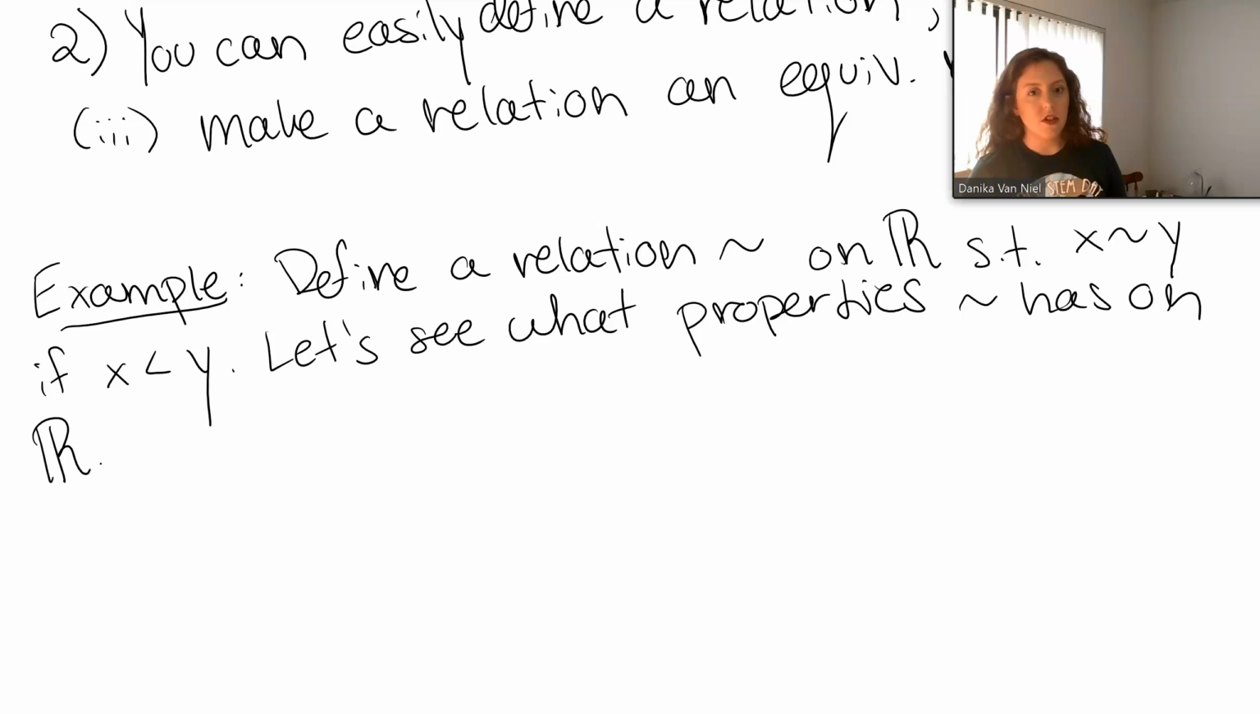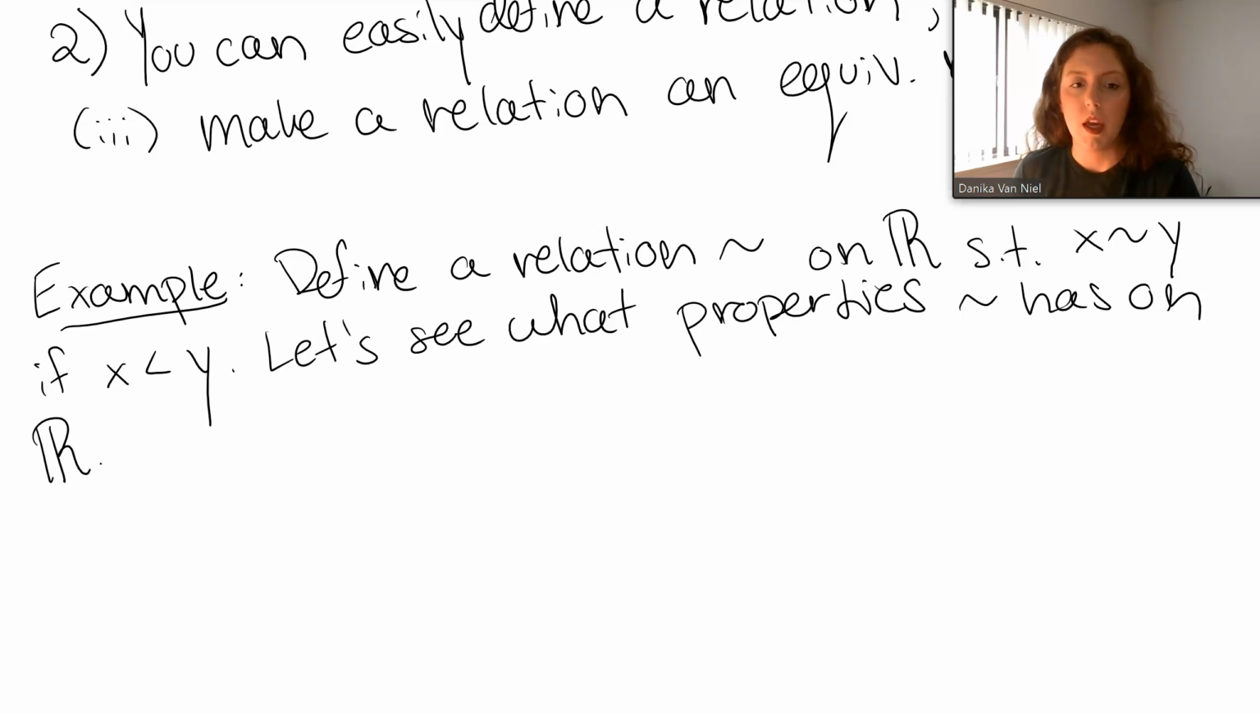I'm going to give one example, and then next video I'm going to talk about something different, and then the third video will be a whole slew of examples. All right. So this example: define a relation twiddle on the reals such that x twiddles y if x is less than y, strictly. Let's see what properties twiddle has on R, on the reals.